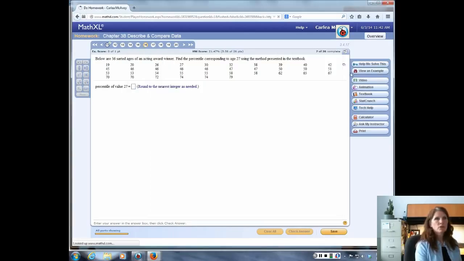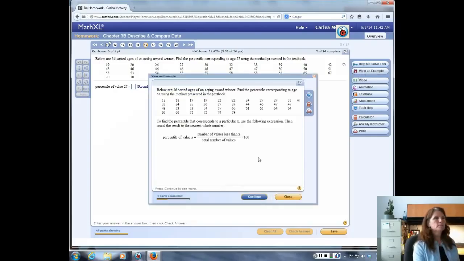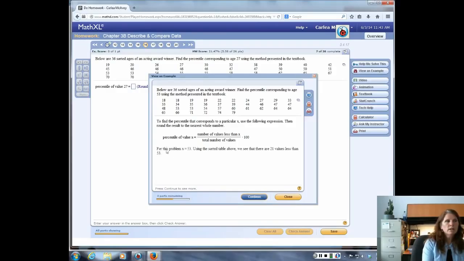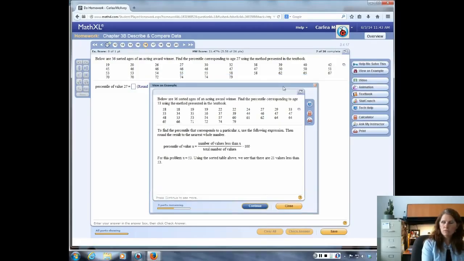Let's go over and show you how to find the percentile given the method presented by the book. What we want to do is find the number of values that are less than x, and then divide by the total number of values, and then times 100. So what we want to do is sort this list. Maybe it's already sorted for us. I think it is. So if we want to find, for this problem, x equals 53, there are 36 sorted ages for award-winning actor. Find the percentile corresponding to the age 53.